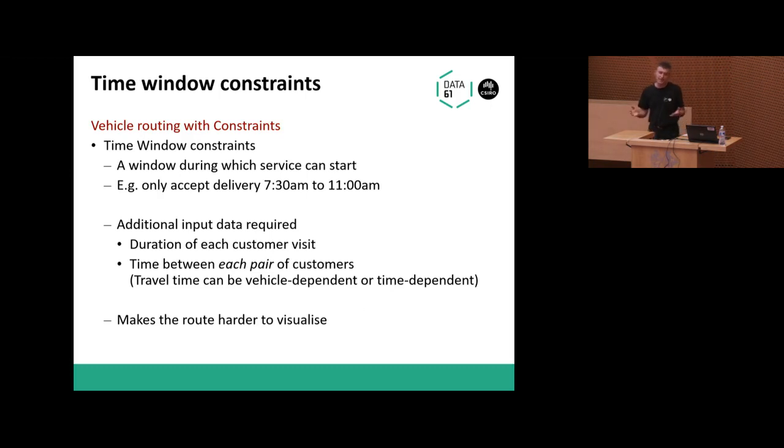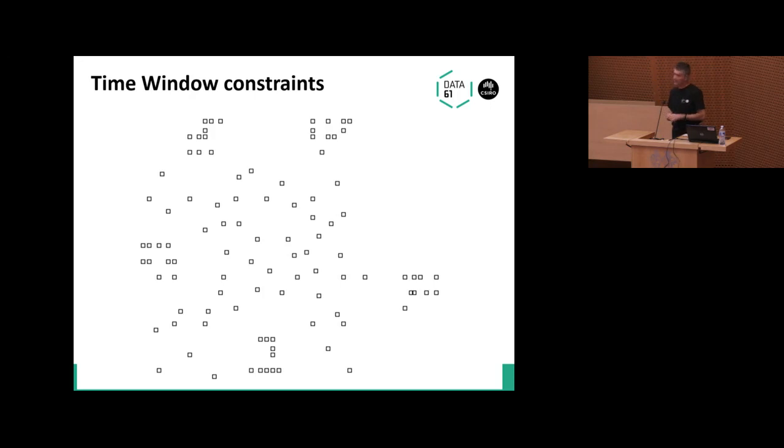What all that means is that the customer has a window of time where they'll accept delivery: 9 till, only morning deliveries or only afternoon deliveries. And so once you've got that, then you need to know, as well as the distance, the time between each pair of customers, and the duration of the visit as well. And it makes the problem harder to visualise and harder for a human to solve. So this is, once again, a classic benchmark problem.